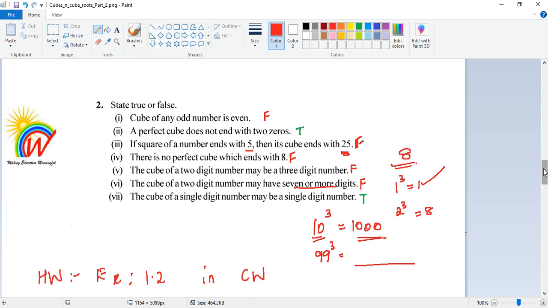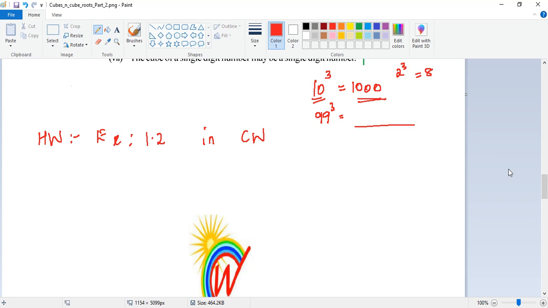So copy all these things in your classwork. Complete the whole exercise in your classwork, okay?